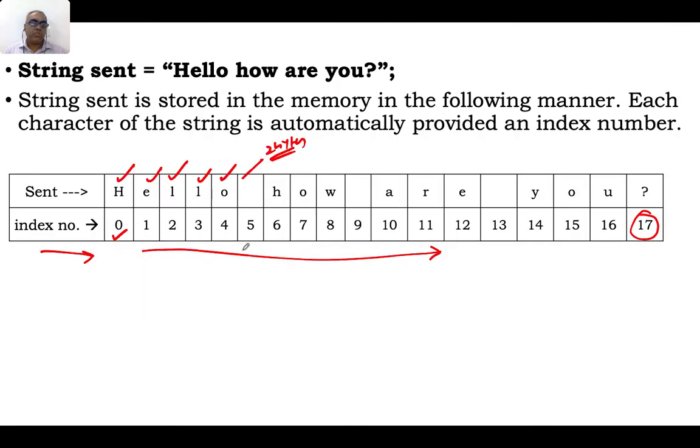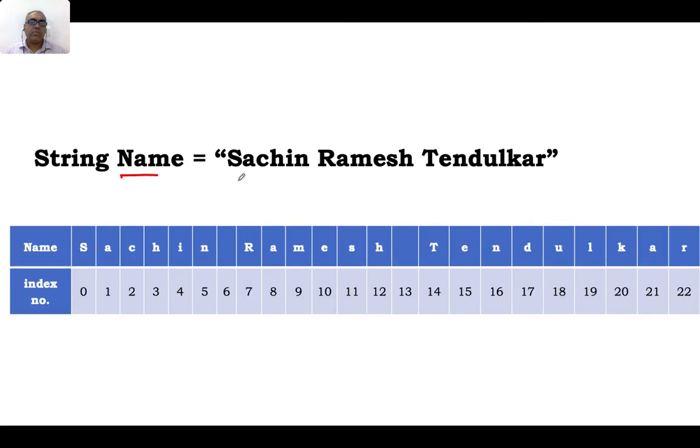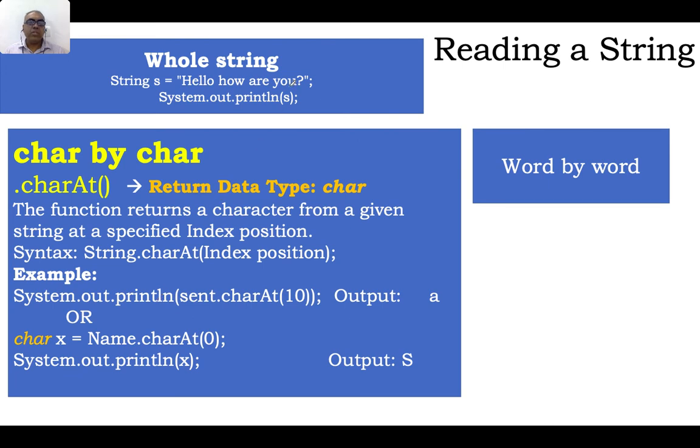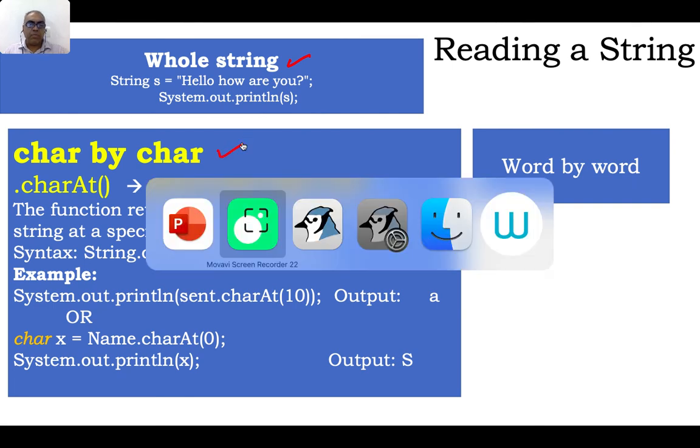The reason I am showing you this is that in this particular session also, wherever there is send being used, the computer will use hello how are you, and wherever there is name being used, the computer will always use Sachin Ramesh Tendulkar. Again here also index number 0, s and so on. Then we saw yesterday that we need to read a string, the whole string, and we also saw how to read a single character. So let us quickly recap on what we learned.